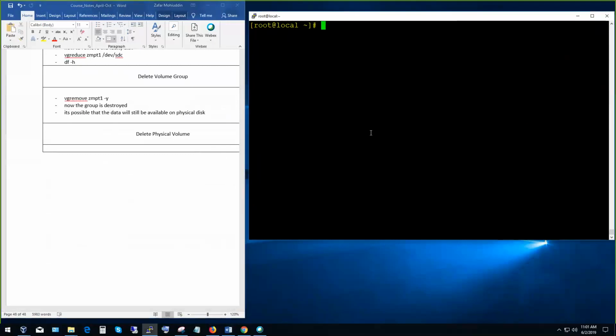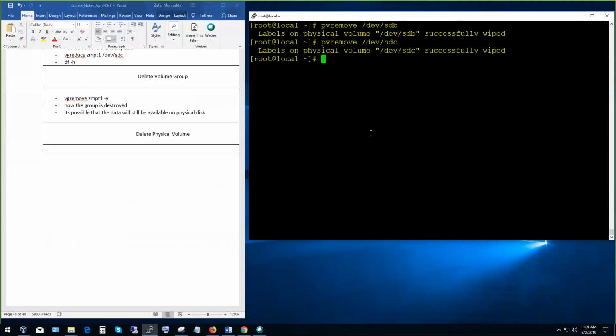So how are we going to do that? It's easy. We did pvcreate, right? So now the command is pvremove. And then you do /dev/sdb. Okay, the physical volume is removed. sdc is already gone, but I'm going to run it again and see what happens. Okay, now you can see it's actually wiping it off. Now at this moment the data is gone.